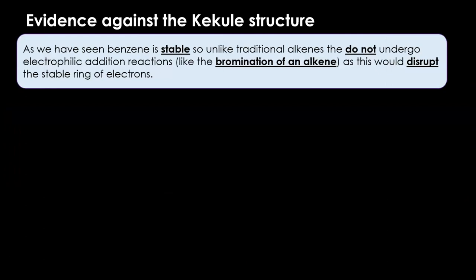And so when we take a summary of the evidence against the Kekulé structure, as you can see, benzene is much more stable and does not undergo addition reactions, for example, with bromination, as an alkene would. This is because the benzene ring is very, very much more stable. The delocalized electron cloud protects the carbon atoms, prevents carbon bonds being broken, and only leads to substitution of the hydrogens on the ring rather than additions.